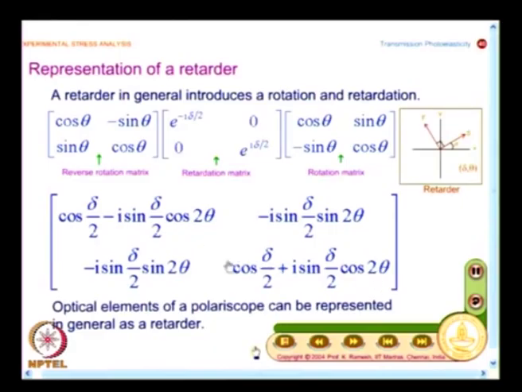And if you look closely, there is only one small sign change between the diagonal elements, and I have this as minus i sin delta by 2 sin 2 theta, and this is minus i sin delta by 2 sin 2 theta. So, this represents completely how the retarder influences the light that impinges on it. It accommodates the orientation theta, and it also accommodates the retardation introduced by the retarder.